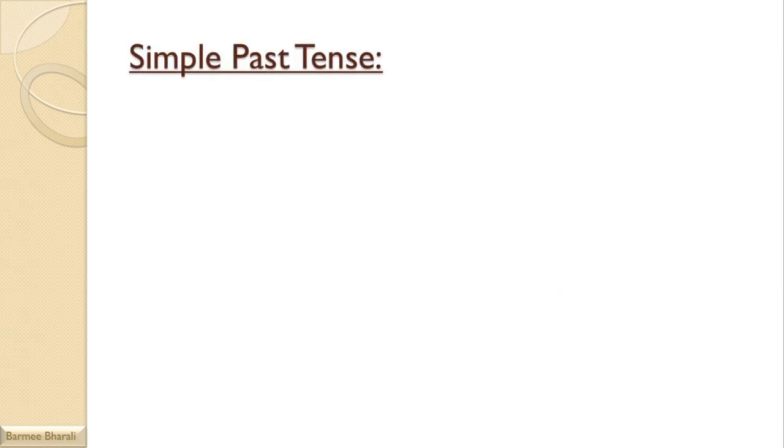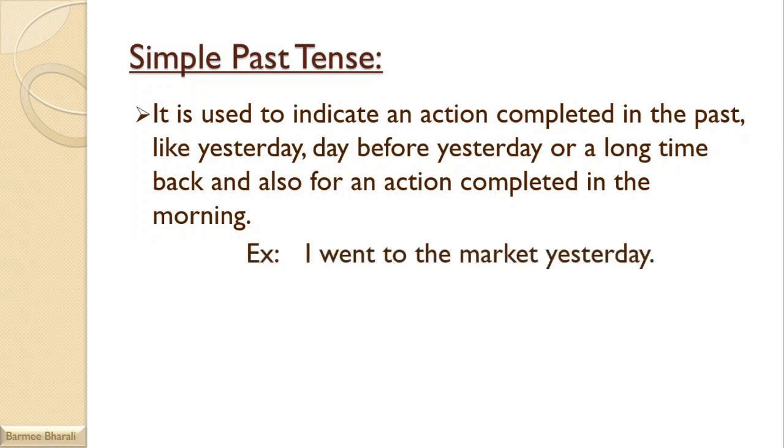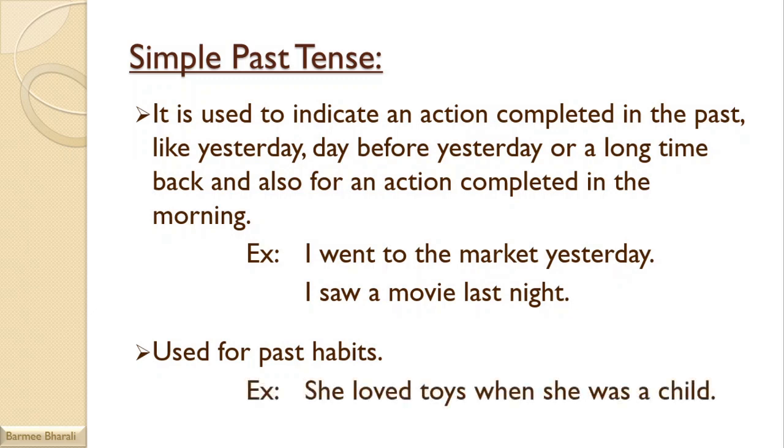Now, let's discuss in detail about simple past tense. It is used to indicate an action completed in the past, like yesterday, day before yesterday, or a long time back, and also for an action completed in the morning. For example, I went to the market yesterday. I saw a movie last night. Used for past habits also. Example, she loved toys when she was a child.